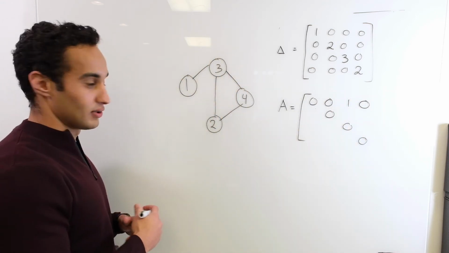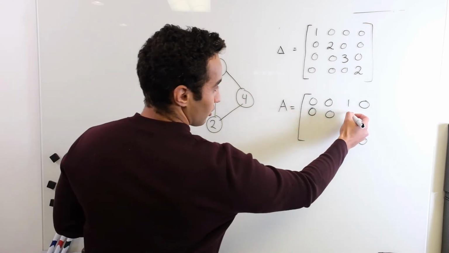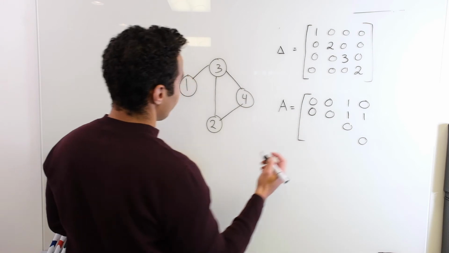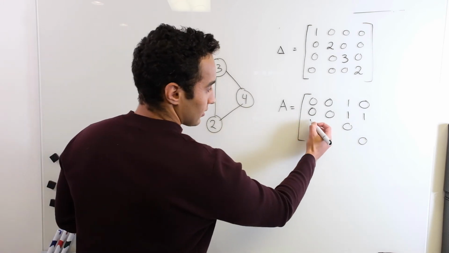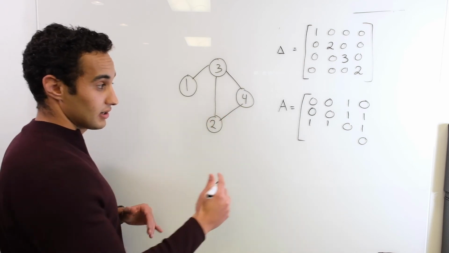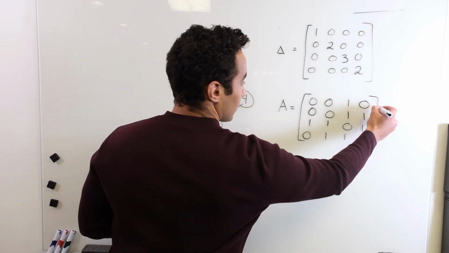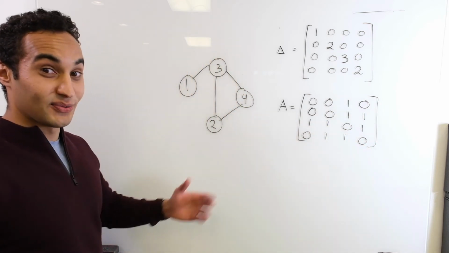Next we'll look at node 2, then 3, then 4. Let's look at node 2 now. Is it connected to node 1? No. Yes to 3, and yes to 4. Node 3 is connected to all, so we can just fill in. And then node 4 is not connected to node 1, but it's connected to the 2 other nodes. So that is the adjacency matrix we get.